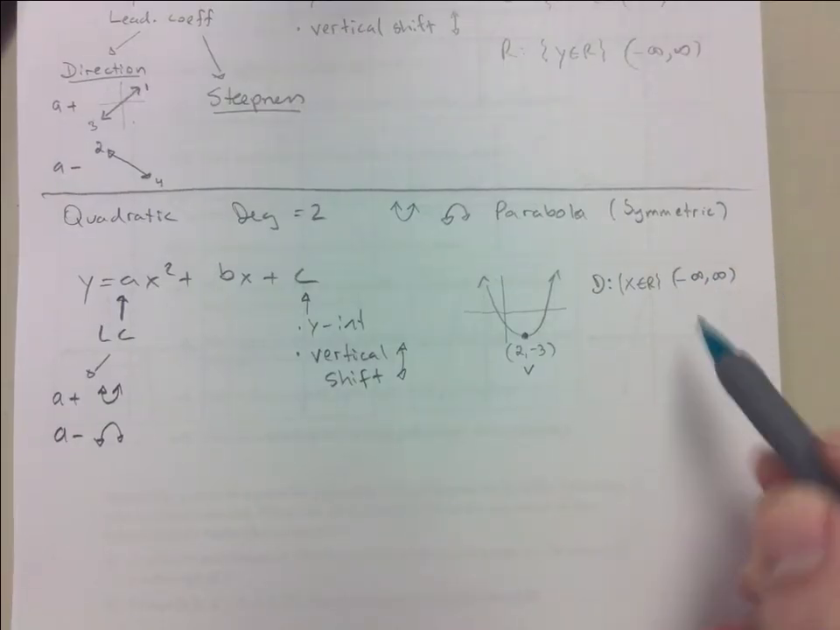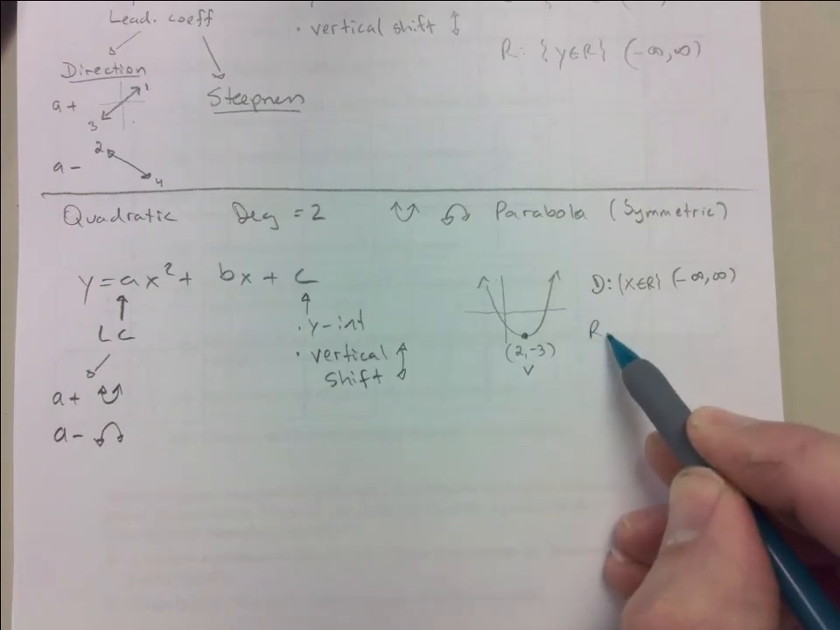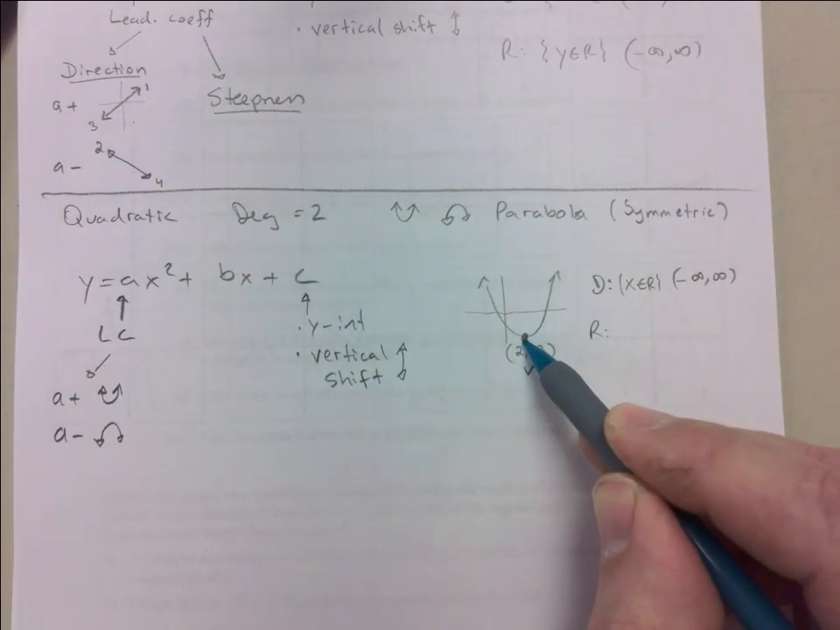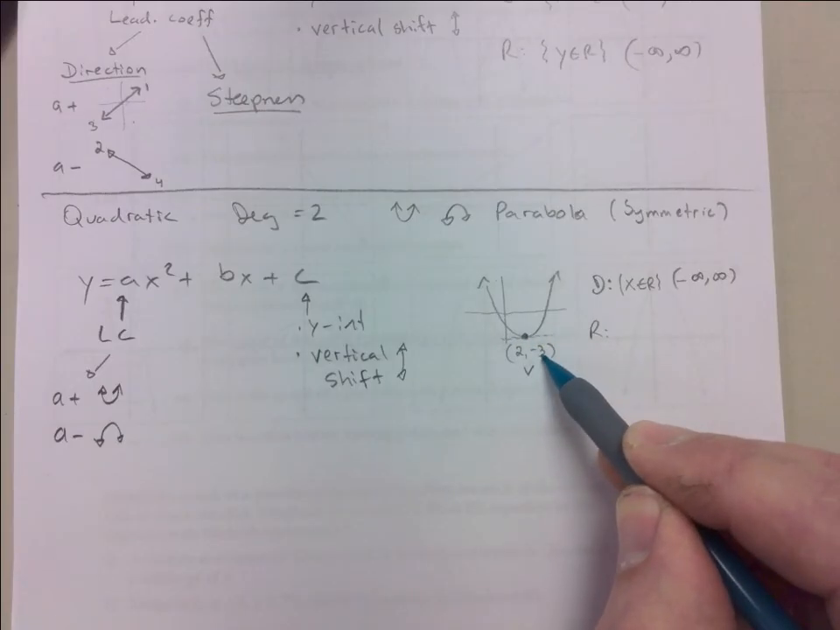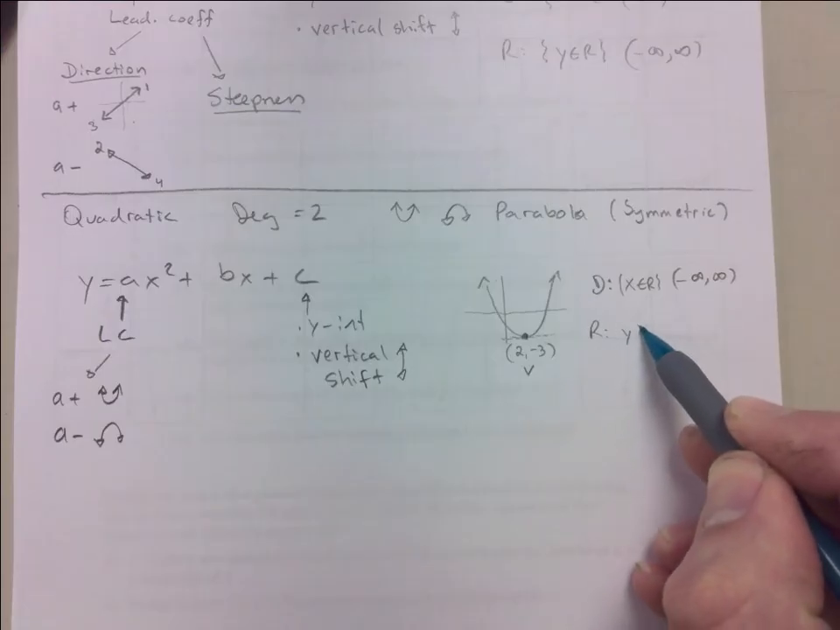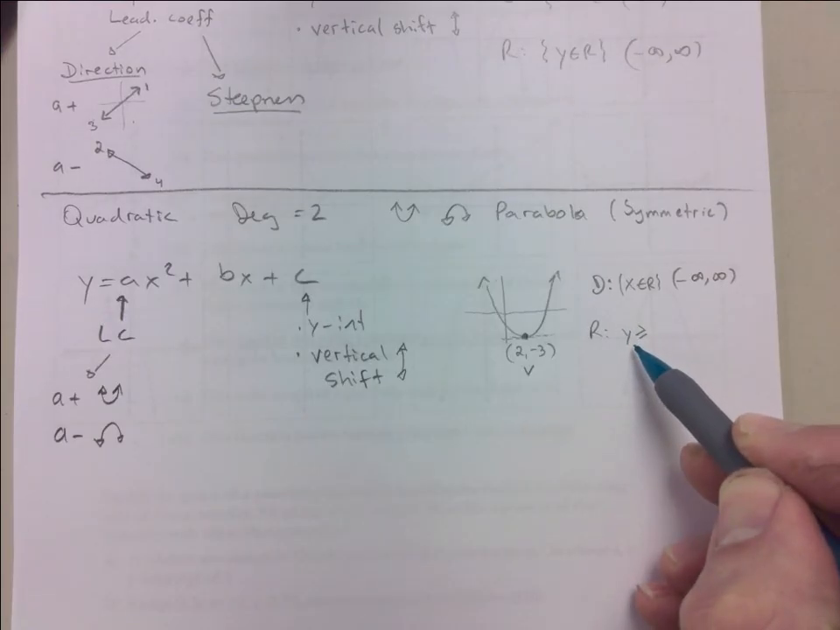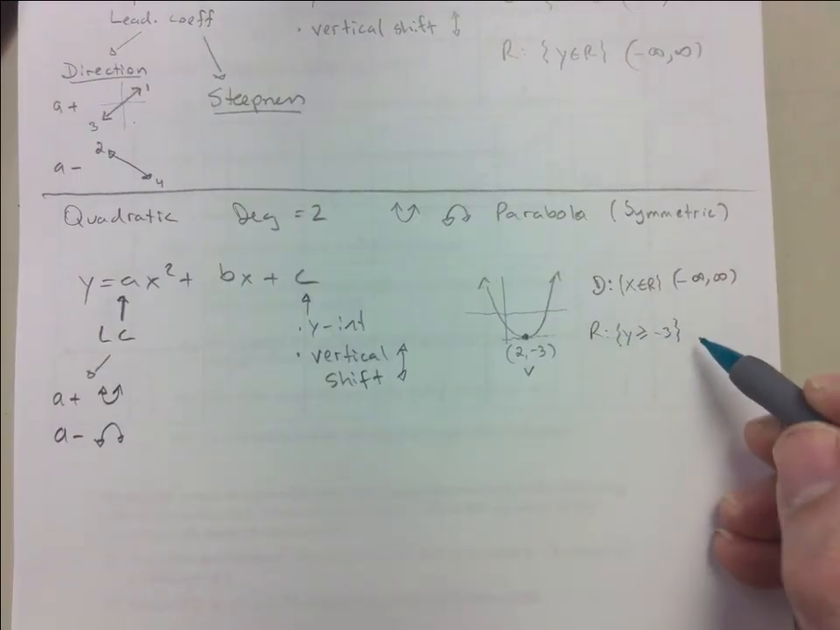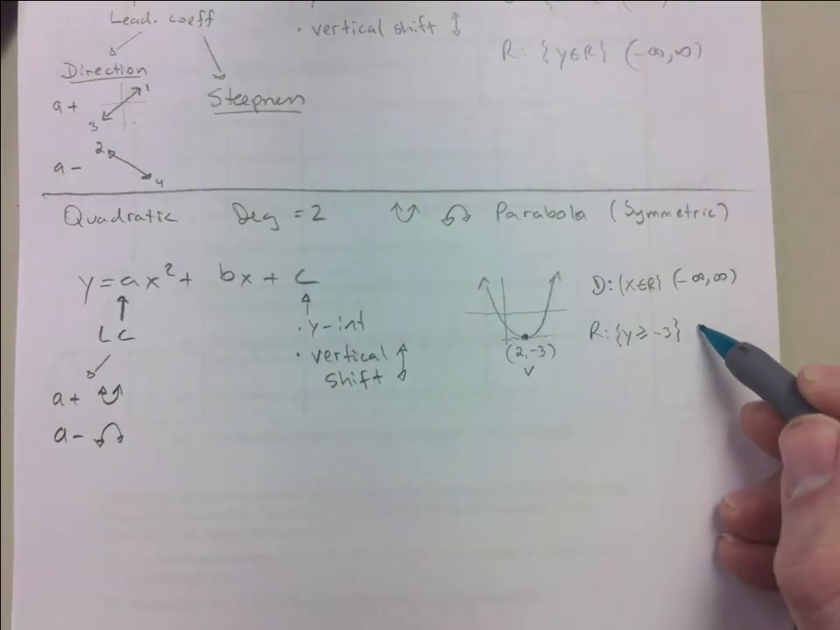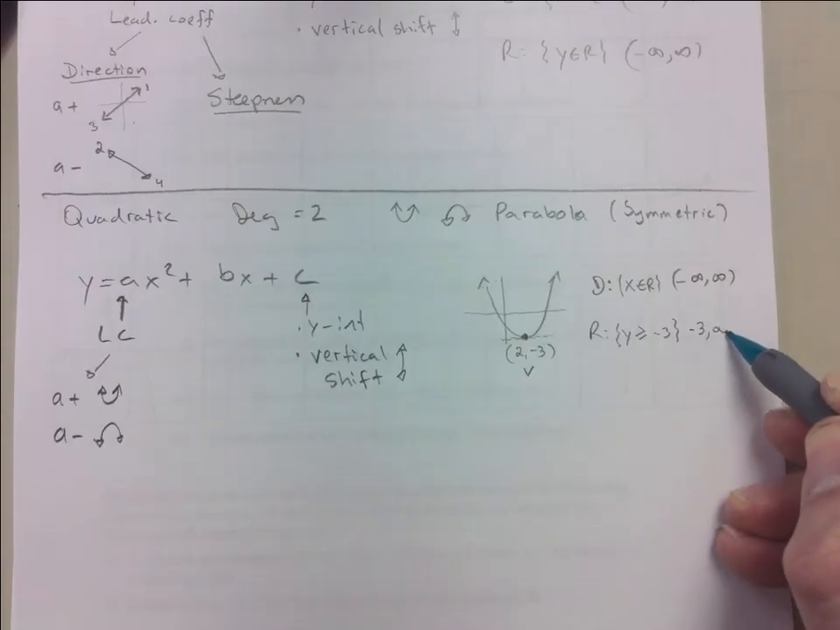distant memory. So it'd be either one, or for the range, here you have to be careful. The range is the y value. The lowest is -3. So in this case, you would have to say y is greater than or equal to -3. Or you would go from -3 all the way to positive infinity.